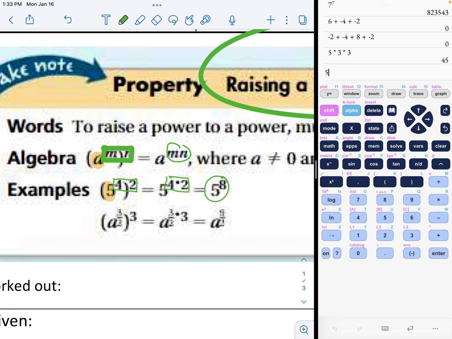And sure enough, they didn't put it in their calculators. The book here, let's see, it would have been 390,625 if you would have fully evaluated it.